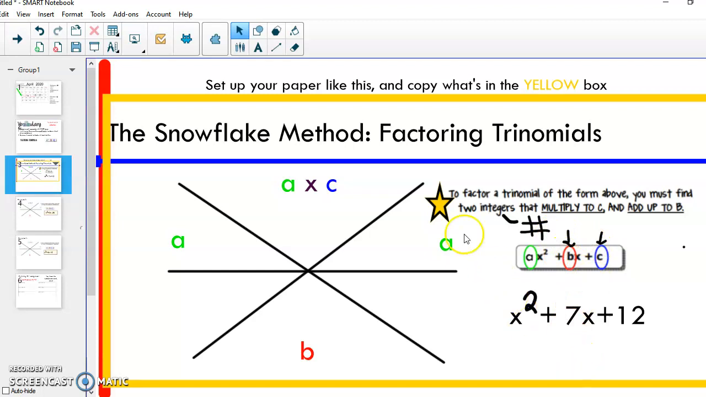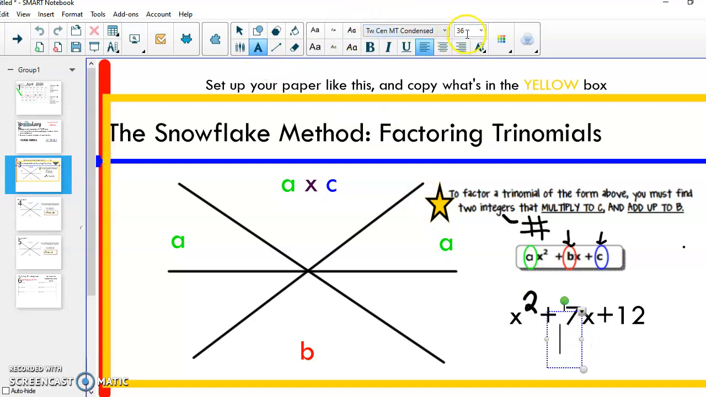So the very first thing I'm going to think about, and I'm going to actually record my steps down here at the bottom as we go. I'm going to make it a lot smaller though so we can still see. Step 1, I'm going to fill out my snowflake. So my snowflake is already filled in and labeled here. Hopefully by now you've gotten this written on your paper.